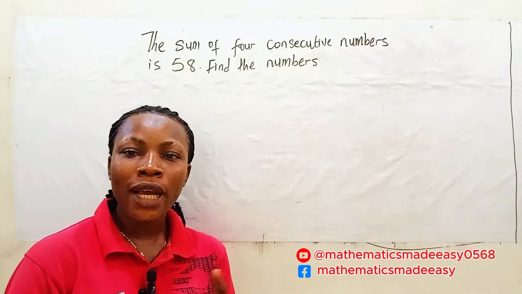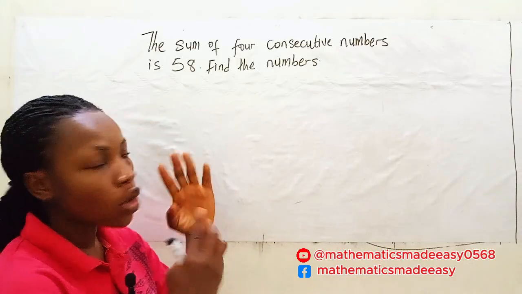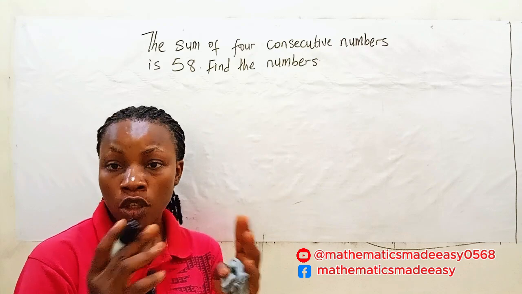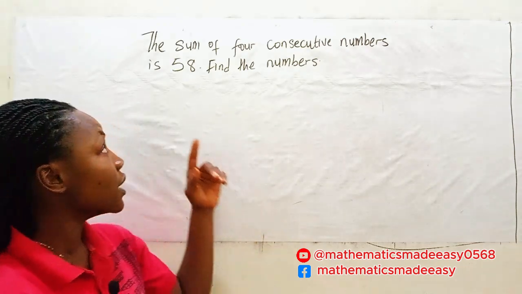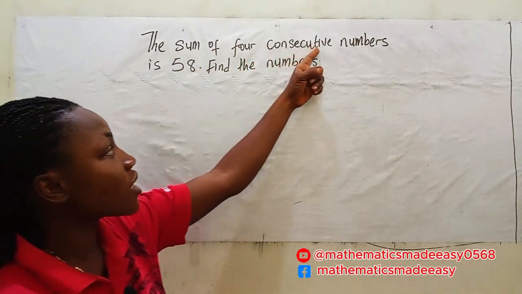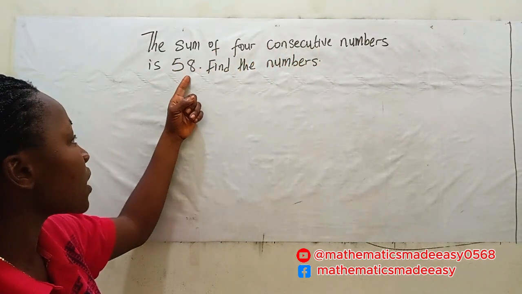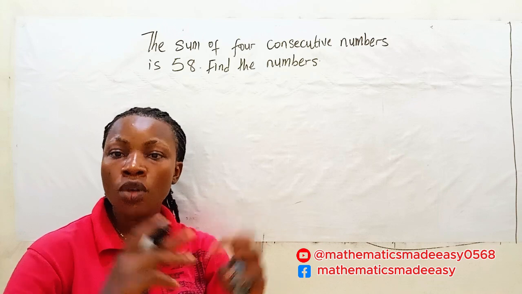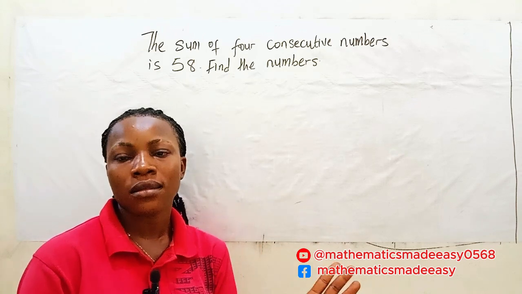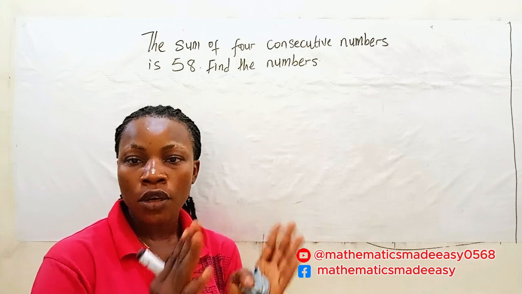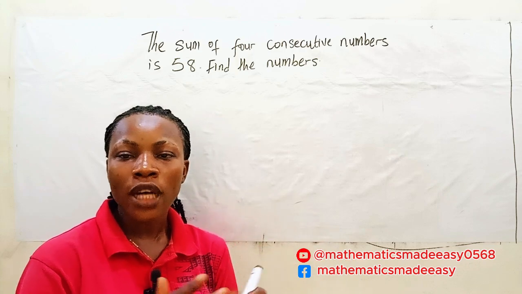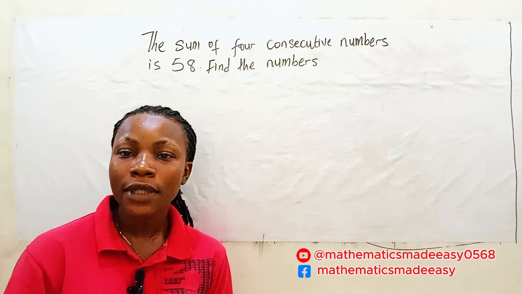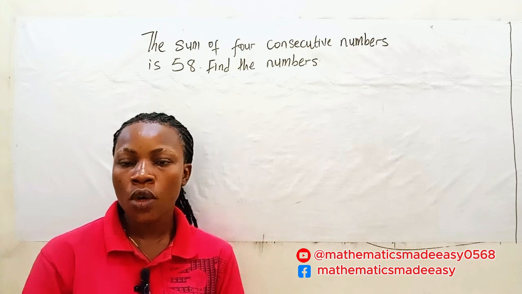Okay, I want you to pay attention as we solve this question on the board, because a lot of people do find it difficult. So here the question is, the sum of four consecutive numbers is 58. Find the numbers. Here we don't know the four numbers, but we know their sum. All right, so we are to find the four numbers. Here you can name the numbers what you want.